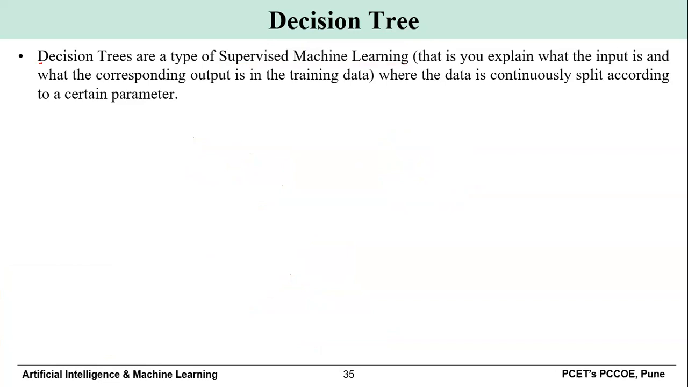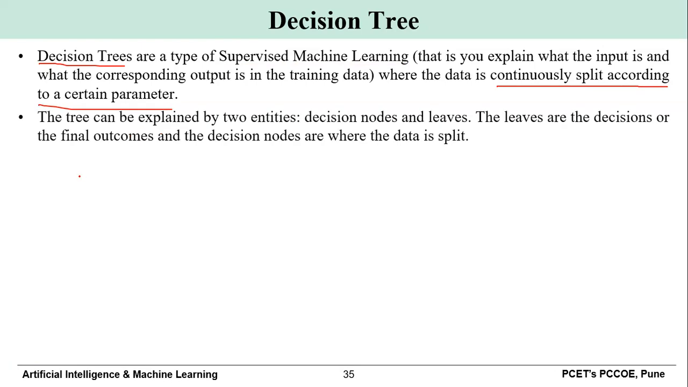Now decision tree is a type of supervised machine learning where the data is continuously split according to certain parameters. So this part is very interesting. We split the data based on certain parameters. When we say a tree, we can say there will be leaf, there would be node, there would be root, and so many things, right?